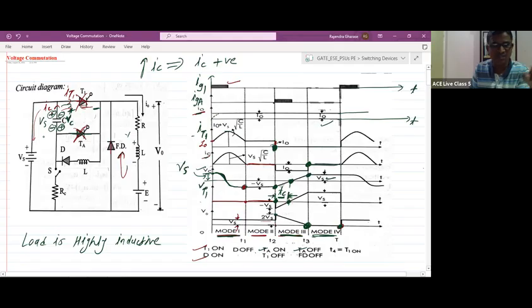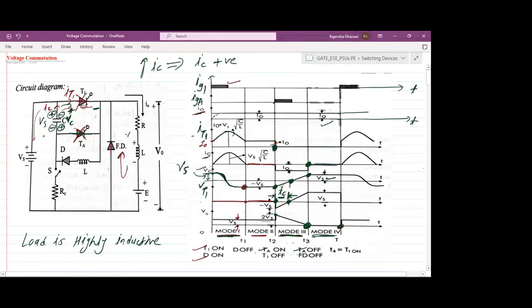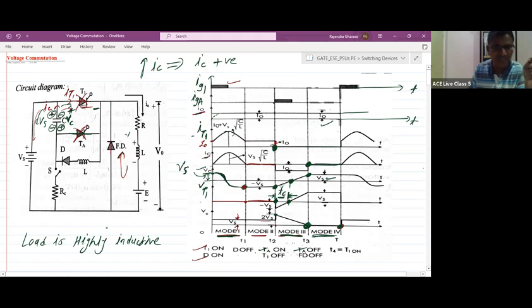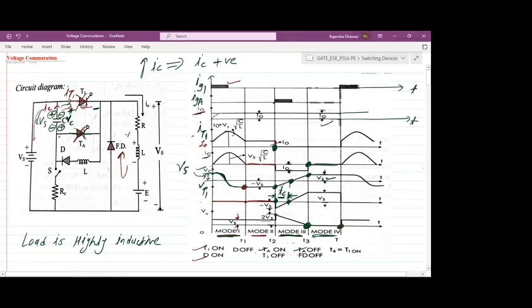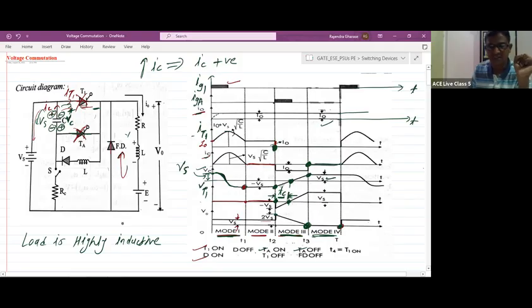But is T1 in the on state? No, it is off. The capacitor will try to discharge in opposition to the supply voltage, but equal and opposite forces will be there, so the capacitor will not discharge. So the current flowing through the capacitor is 0, and the auxiliary thyristor current is 0. Here the auxiliary thyristor turns off.